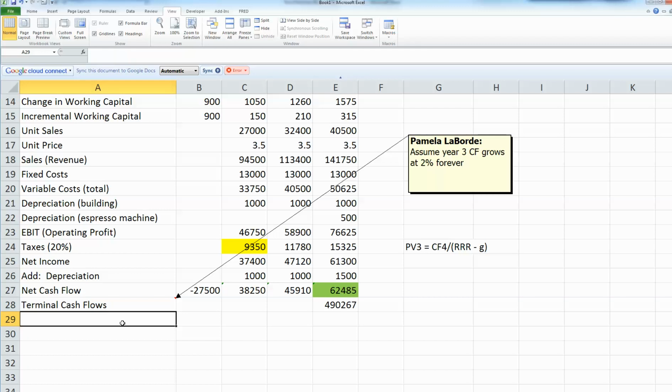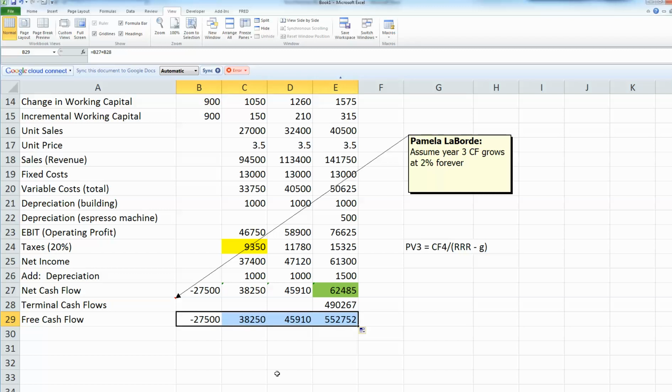So I can calculate my total free cash flow for each year by just taking the net cash flow and adding any cash flows that occurred for terminal values, which only actually happens in year 3. So here's my free cash flow.